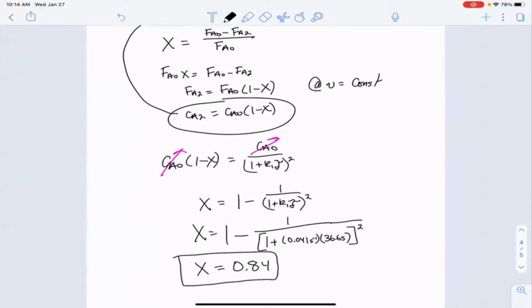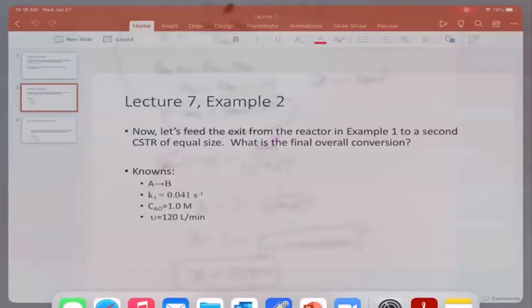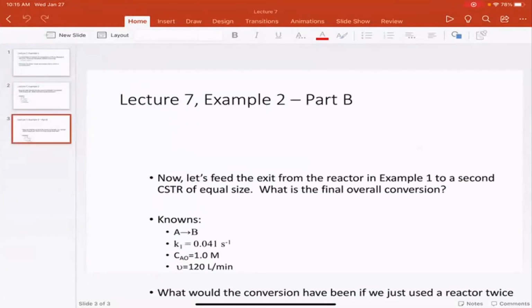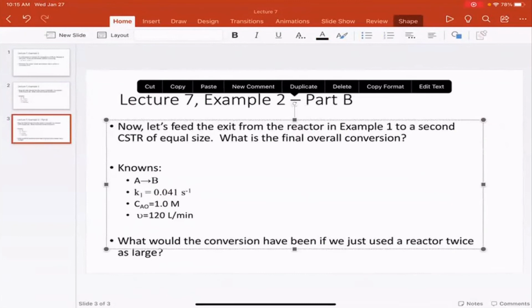Hopefully it feels like we just applied the same mass balance to two reactors, which is exactly what we did. So this leads to the question, why would you want to do this? Why do you need two CSTRs in series? Each reactor costs money, and depending on the system, you might think that it's cheaper to just buy one reactor than it is to buy two. So let's ask, what would the conversion be if we just used a reactor that is twice as large?